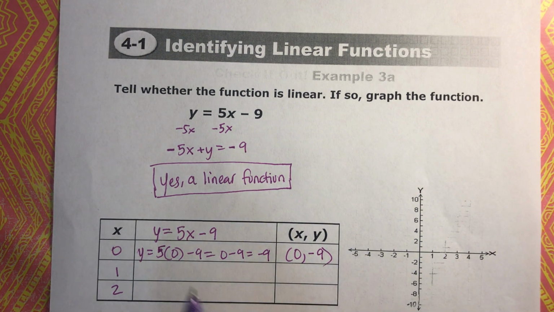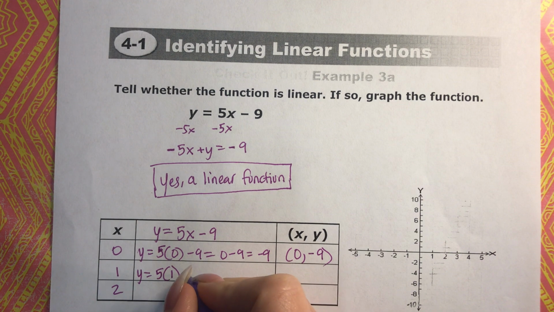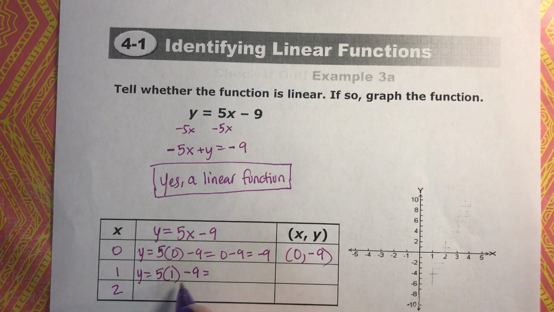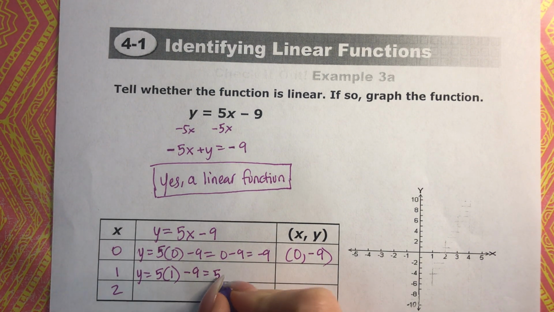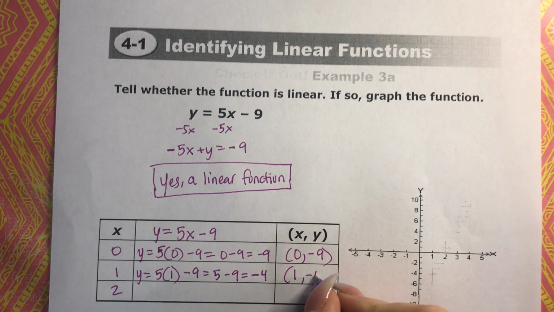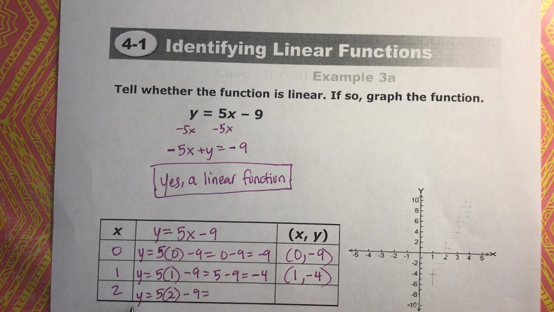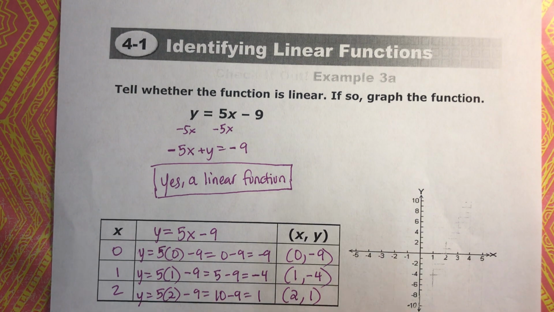All right. Let's go ahead and do the next one. Y equals 5 times 1 minus 9. 5 times 1 is 5, minus 9 is negative 4. So we end up with 1, negative 4. And then we have 2. So we substitute 2 into the equation. 5 times 2 is 10. 10 minus 9 is 1. So we end up with 2, 1.